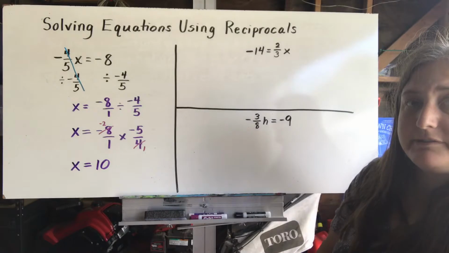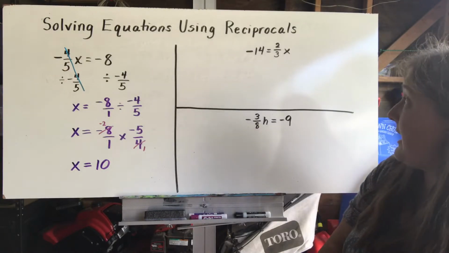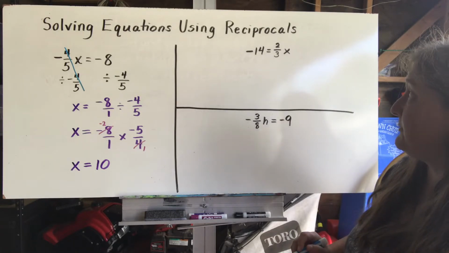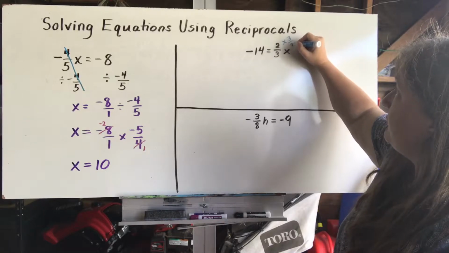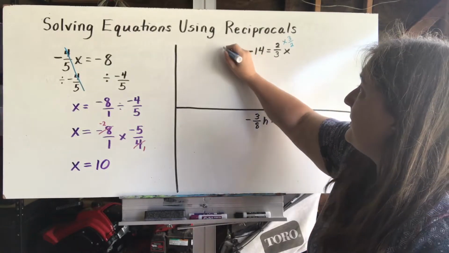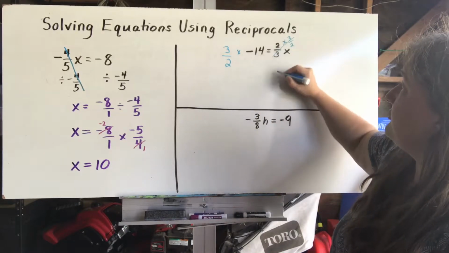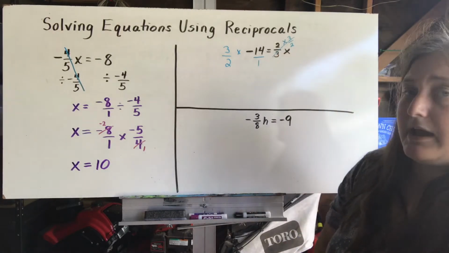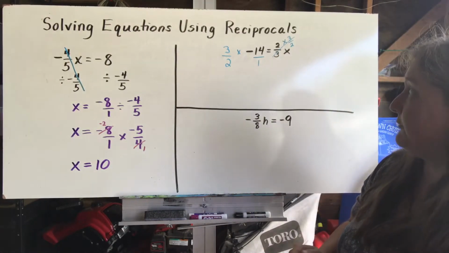So it's 2/3 times x equals negative 14. Well, instead of dividing by 2/3, I'm going to multiply both sides by the reciprocal. So I'm going to multiply by 3/2 and multiply by 3/2. So here the fractions will cancel each other out, and I'm left with x. And this side, I'm going to actually multiply. I'm going to add a 1 denominator to my negative 14.